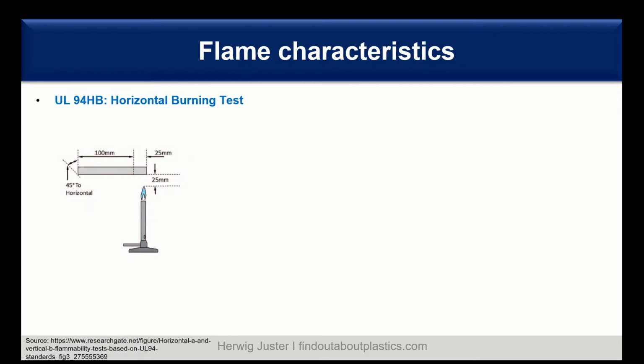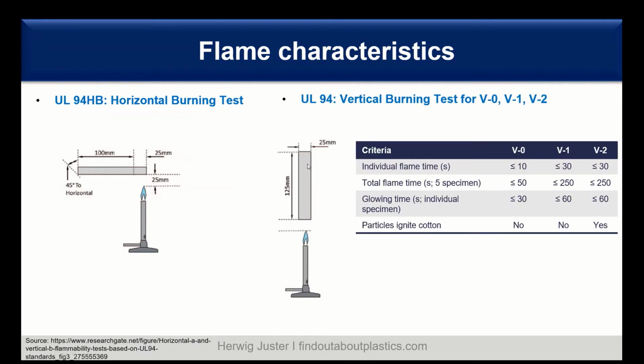Okay, UL 94 HB is the so-called horizontal burning test. As the name says, we have the sample specimen, which is defined in length and thickness, and which is placed horizontally. Then we have the flame, which is also defined, and also the distance from flame to sample. Then the sample is ignited, and it is observed how the flame continues.